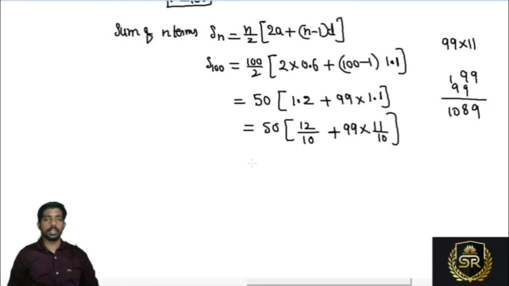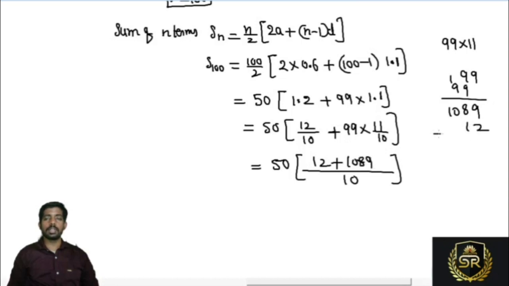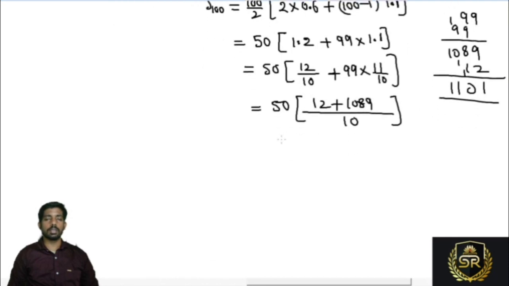So taking LCM 10, here 12 plus 1089. Add 12 to this number, and it is 1101 by 10. So 50 into 1101 by 10 gives 5505.